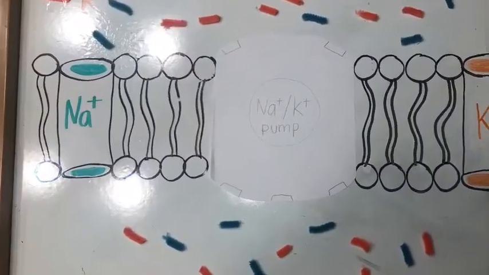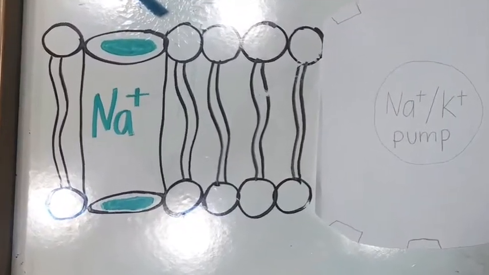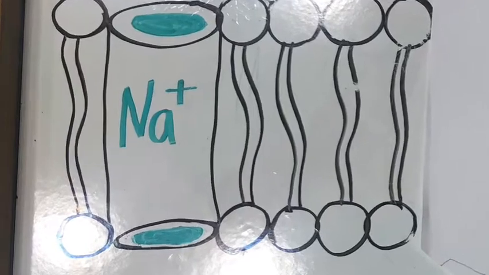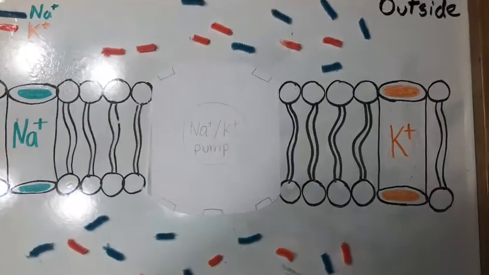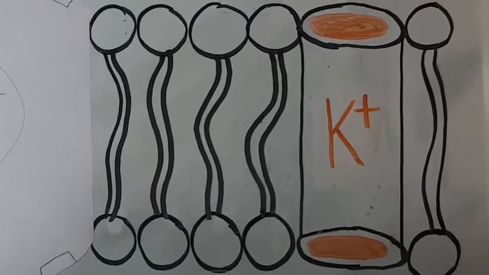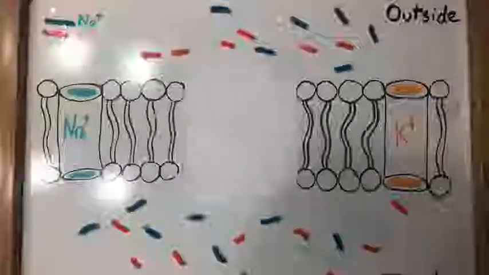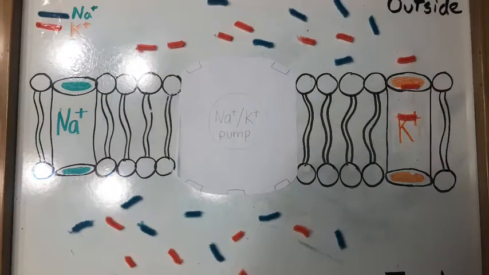The sodium channel is used to make the inside of the cell more positive, and it's opened at approximately negative 55 millivolts and closes at approximately 30 millivolts, while the potassium channel is used to make the outside of the cell more negative and is opened at around 30 millivolts and closes at negative 85 millivolts.